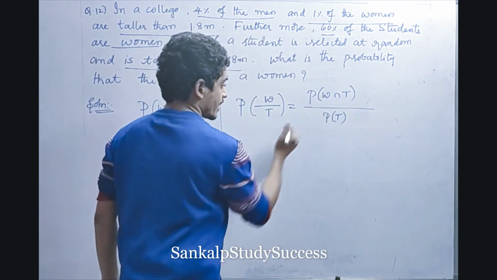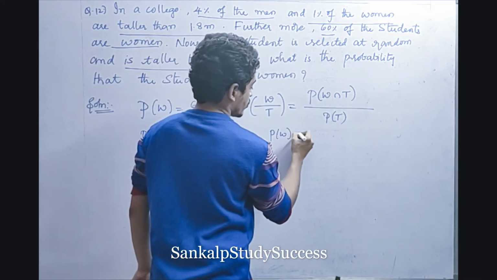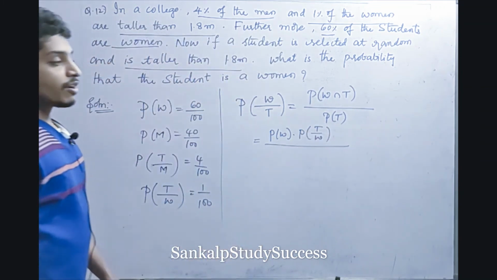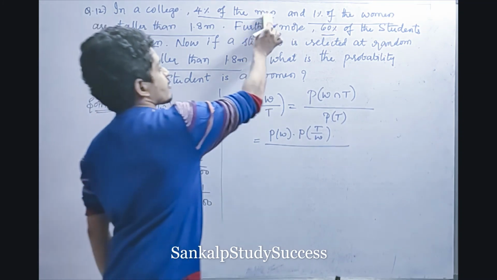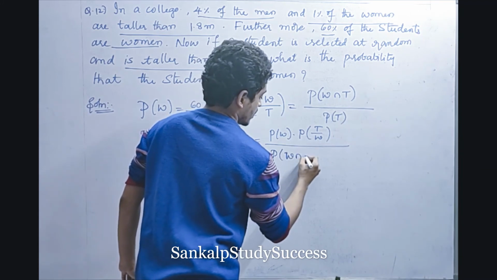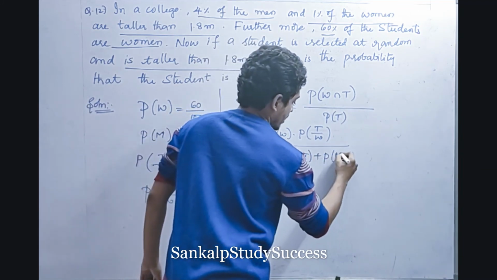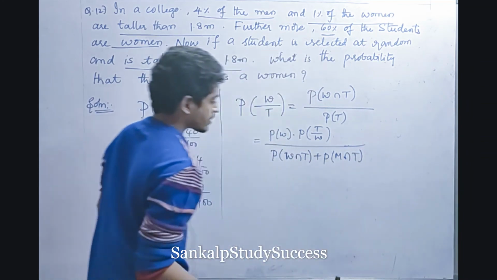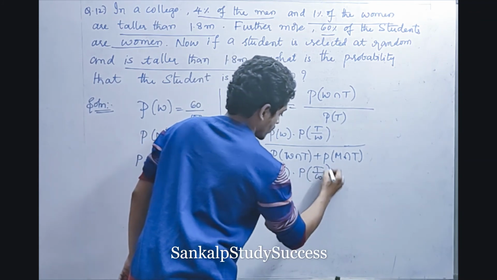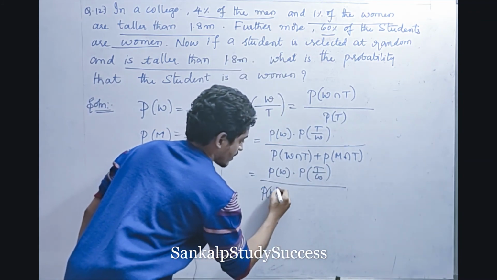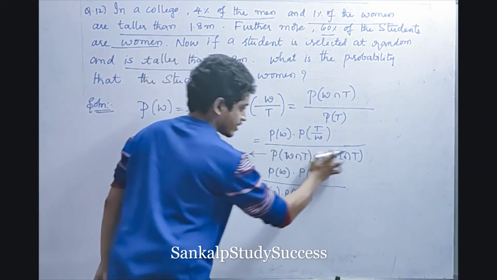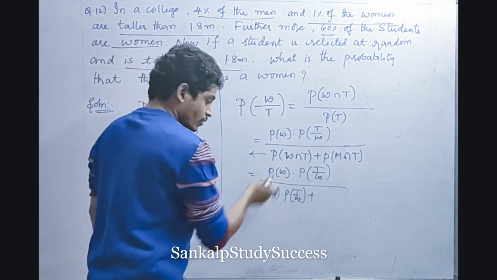So now how can I write this? P of W into P of T by W. Now what is P of T, friends? The probability of being a taller student covers both men and women. Either from women the person can be tall, or from men the person can be taller. So this can be written as P of W into P of T by W, whole divided by P of W into P of T by W. This is the total probability. This denominator is called the theorem of total probability, and now this is converting into Bayes theorem.